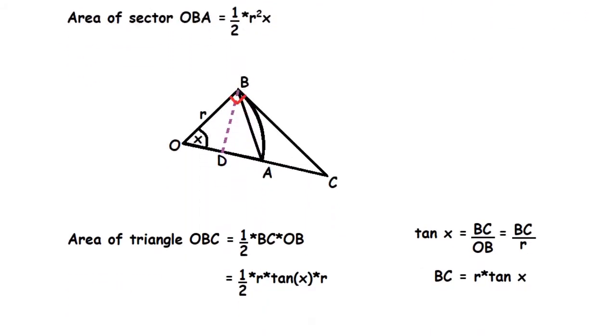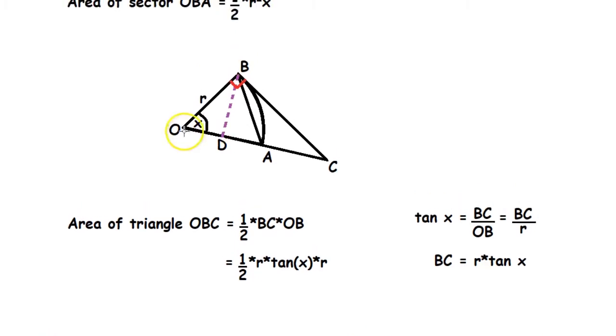So let's find the area of this right angle triangle OBC. The area of this triangle will be half into this base BC into its perpendicular height OB. BC we can find using tan x. Tan x is equal to opposite over adjacent, so that is BC over OB, which is equal to BC over R. So BC will be equal to R tan x. We can substitute it here. So this will give us the area of this triangle OBC as half into R tan x into R.